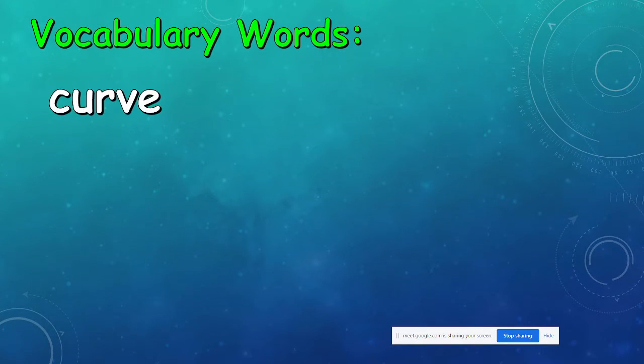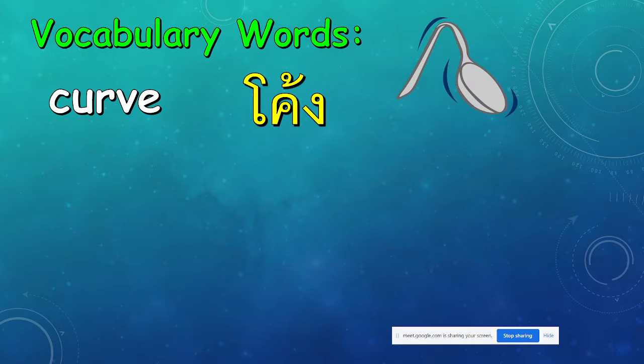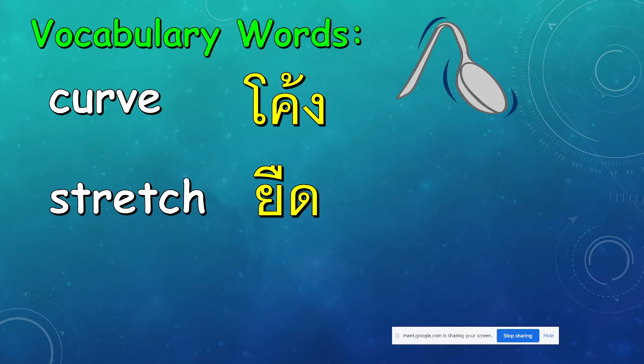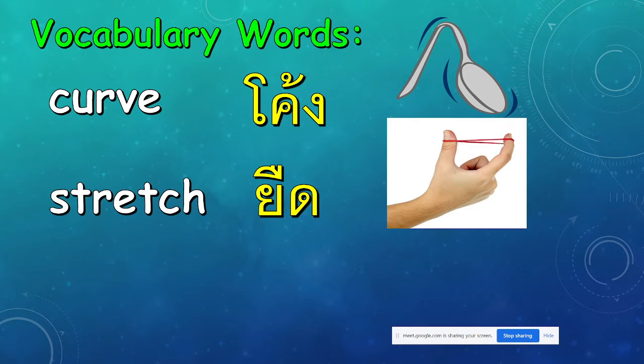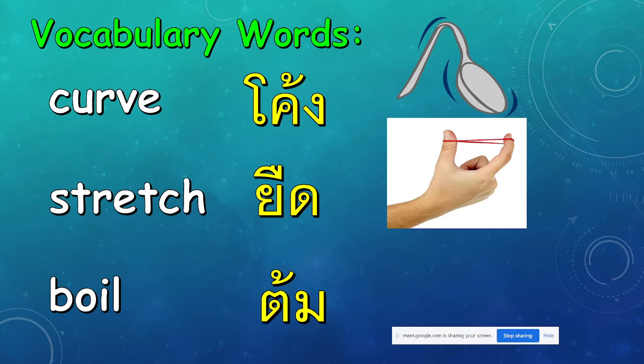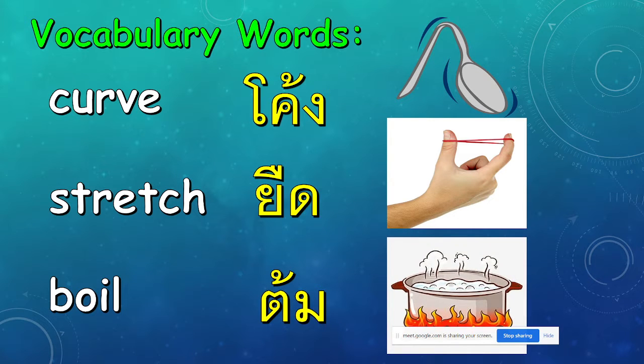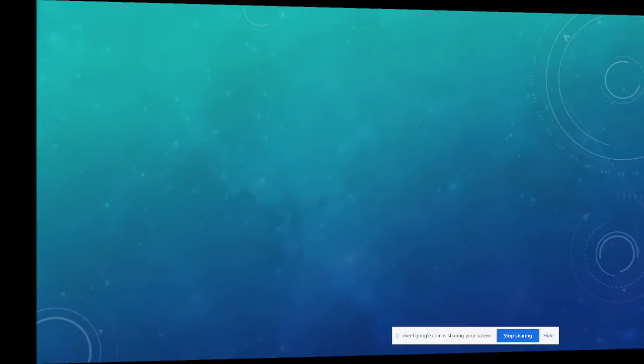For number one, we have curve. Curve in Thai is. All right. Next is stretch. Stretch is. Next we have boil. Boil in Thai is. All right. Now please turn off your microphone.